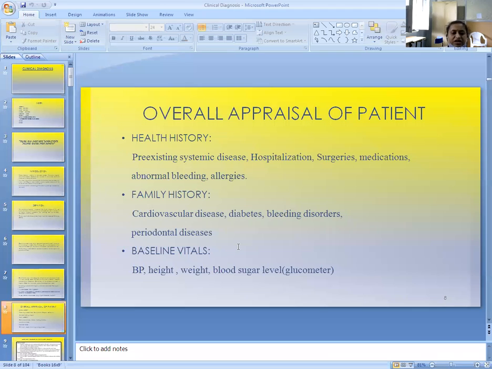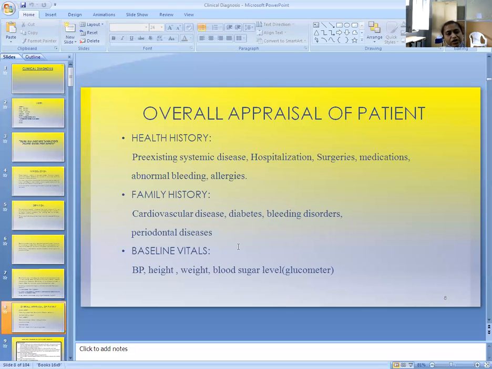Other than that, some signs are also there in uncontrolled diabetes mellitus like polyuria, polyphagia, polydipsia. So you have to ask the patient if you are suspecting, and then you have to send for a particular diagnostic test for that particular disease. If you are suspecting the patient is having hypertension, you have to record the blood pressure of that patient. Also ask about previous histories of hospitalization, any surgeries or medications, and any allergy the patient is having. All this is recorded.